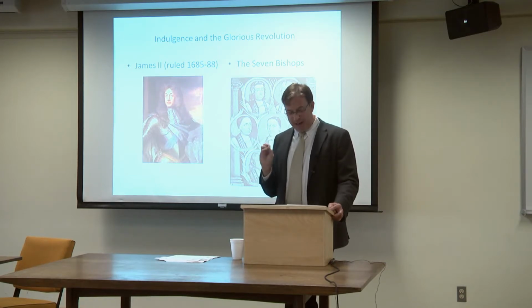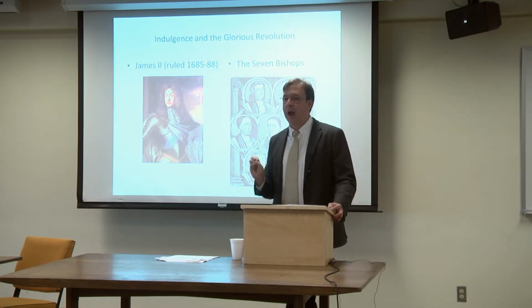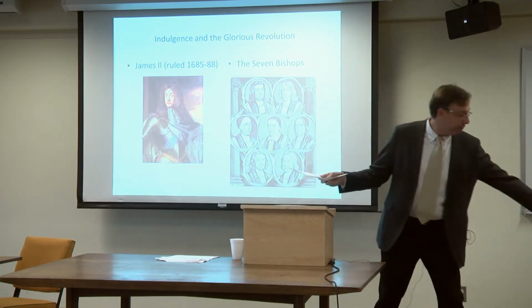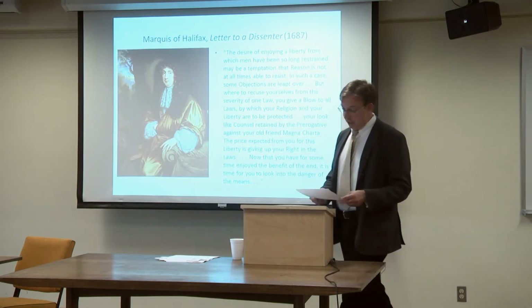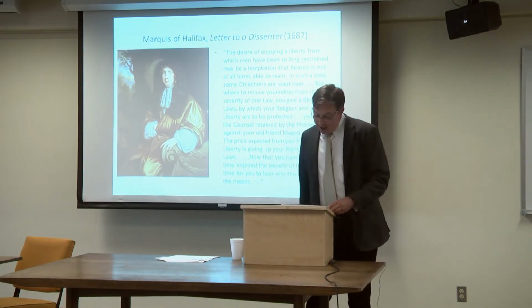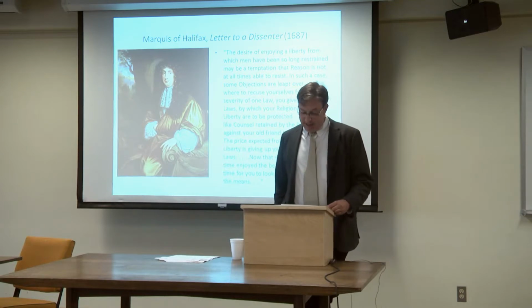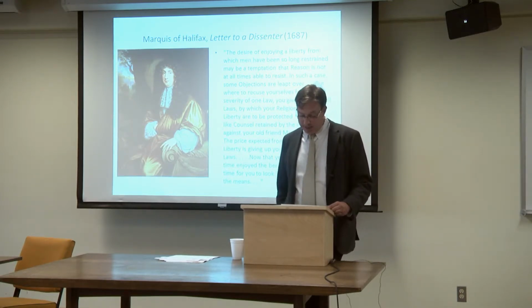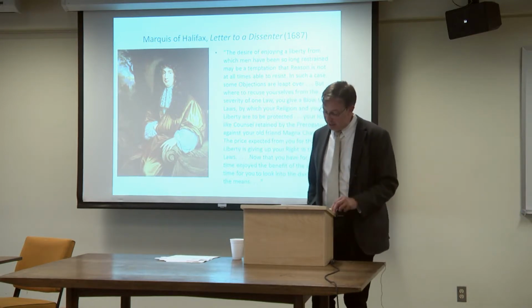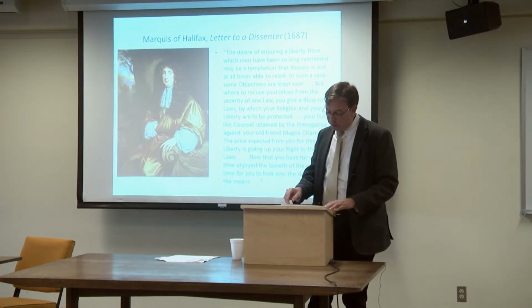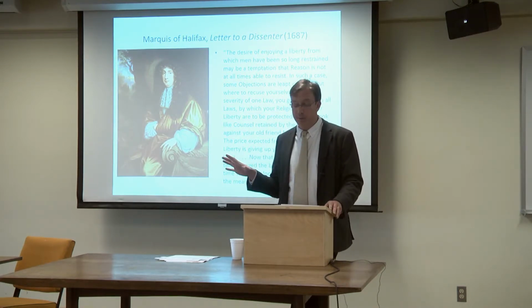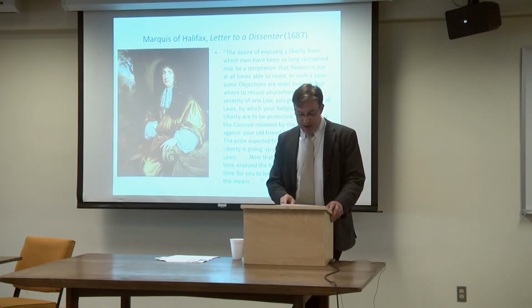The most effective, deadly effective, Anglican tract produced during this period to oppose dissenting efforts to get toleration was produced by the Marquis of Halifax, known as the Great Trimmer for his political convictions. In 1687, a tract called A Letter to a Dissenter. This short pamphlet, and this is the last example I'm going to give you, became one of the printing wonders of the age, circulating by the thousands during the run-up to the Glorious Revolution. It really was a very influential tract.